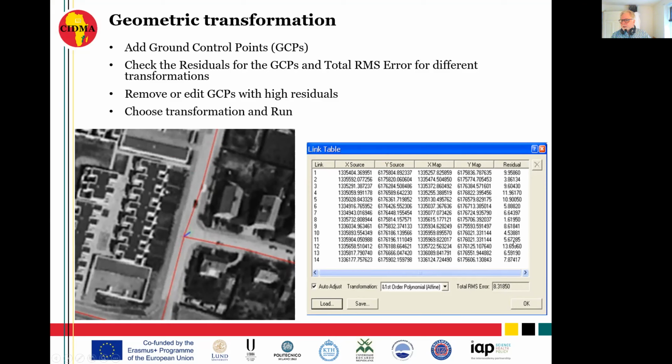And we can see that this ground control point has a residual of 13.6 meters. So maybe if I have a couple of points with high residuals, I can remove them, or maybe try to move it a little bit, see if I can fit it better, to reduce the residuals and get the lowest total RMS error. And then I will use a transformation equation to transform the image, and then it will actually get a coordinate system.